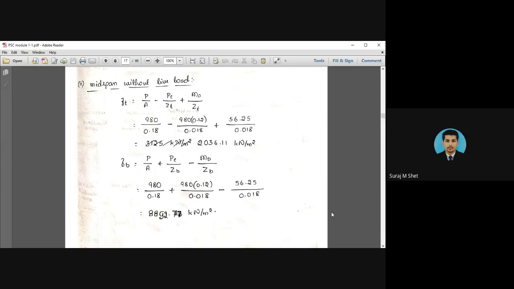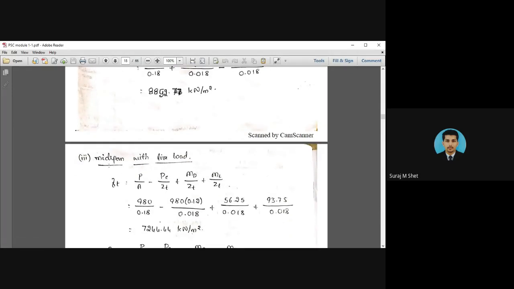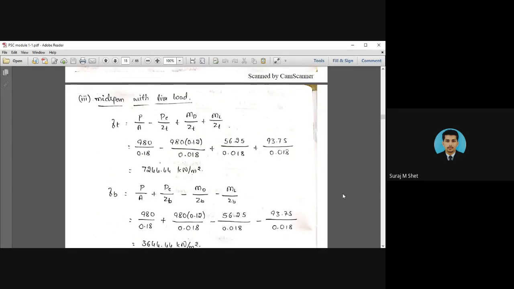This is the midspan without live load. So this is midspan with live load. Same formula, I am adding one more term, that is ML divided by ZT. This is the formula to calculate extreme fiber at the top midspan with live load. P by A minus PE divided by ZT plus moment due to dead load divided by ZT plus moment due to live load, because in the previous second case they asked to find extreme fiber without live load. Here the third case is to find extreme fiber with live load. Same formula, just add the live load moment.